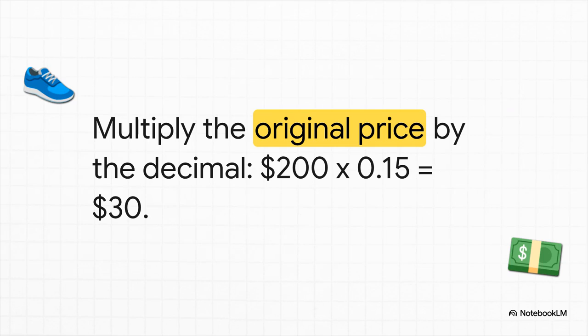Now we can use the old-school traditional approach to find out exactly how much money we're keeping in our pockets. You take the original price, our $200 sneakers, and you multiply it by our shiny new decimal, 0.15. 200 times 0.15 equals 30. That means our 15% discount translates to exactly $30 off the sticker price.